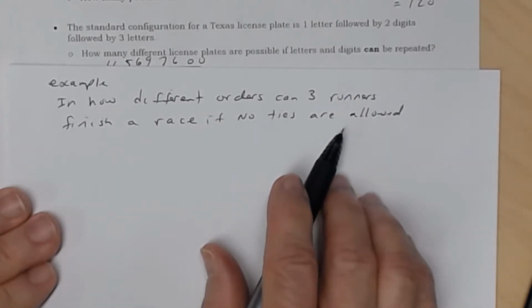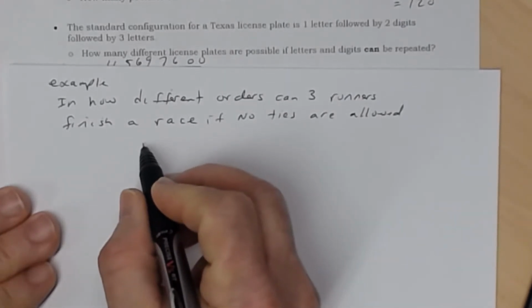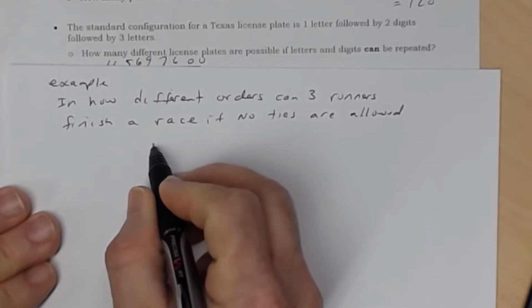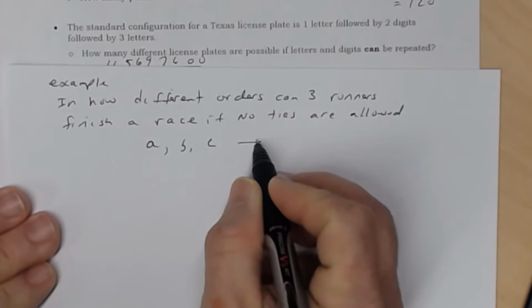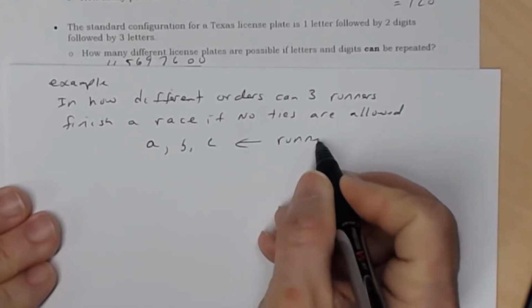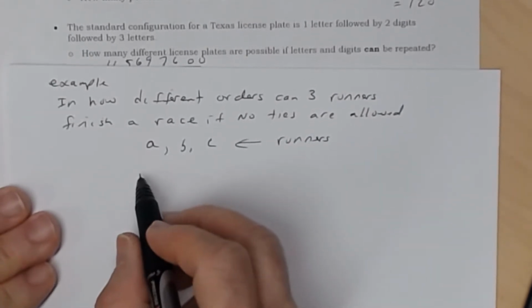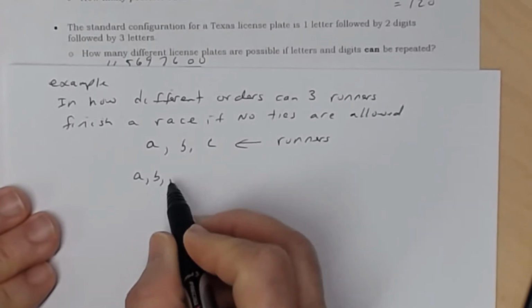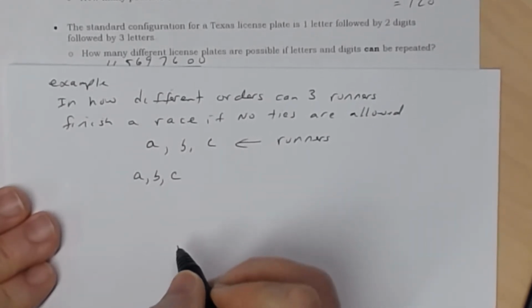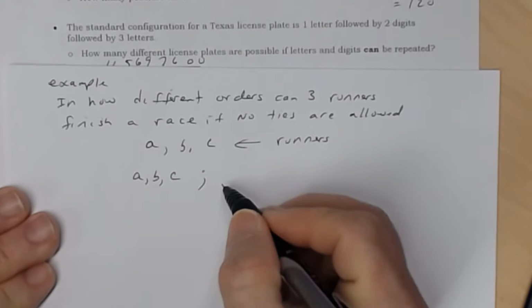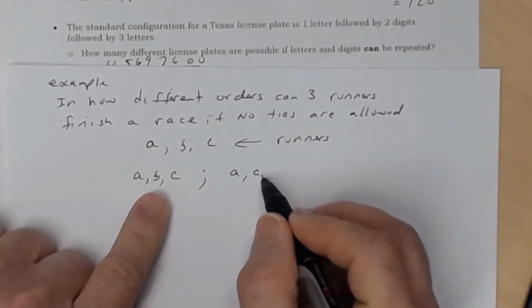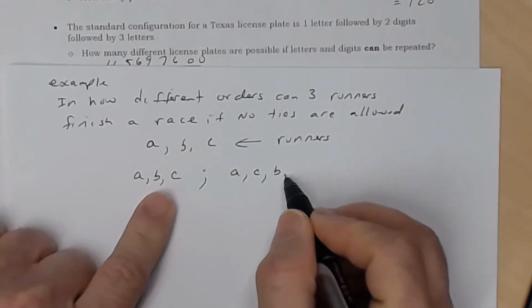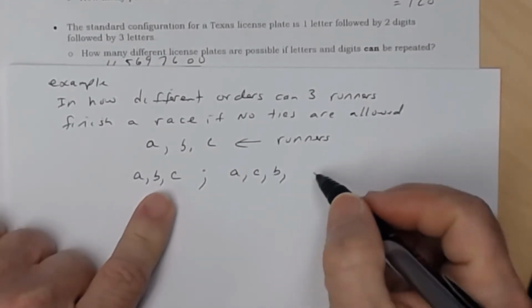Okay, so let's say the runners are A, B, and C. Okay, so those are my runners. Do y'all agree that A can come in first, B can come in second, C can come in third, right? Okay. What's another possibility? A can come in first, and then C could come in second, and B could come in third. Y'all agree? Okay. What else could happen?